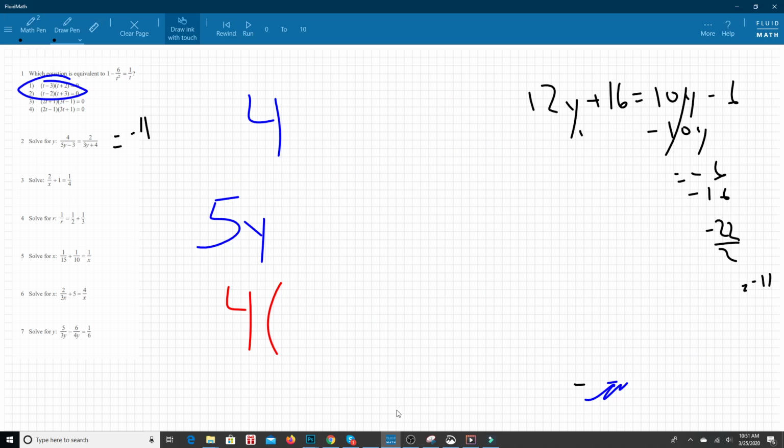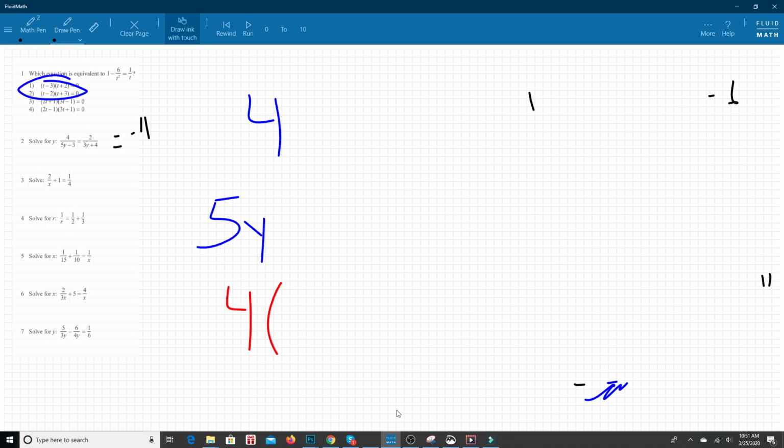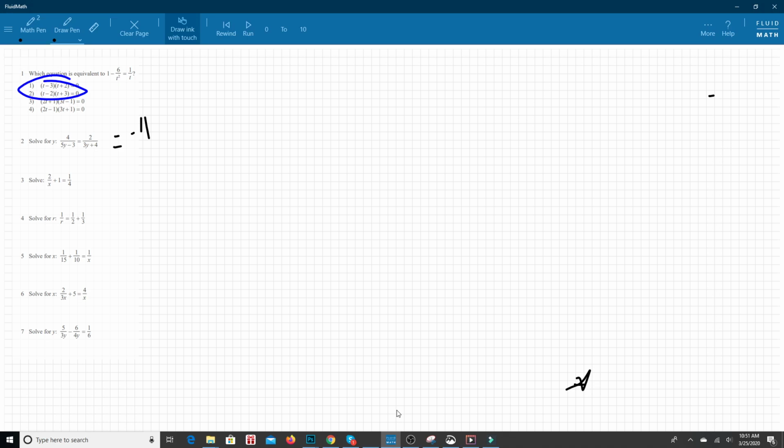Erase all this right here. In regards, we have 2 over x plus 1 equals 1 over 4. Again, this is question 3.